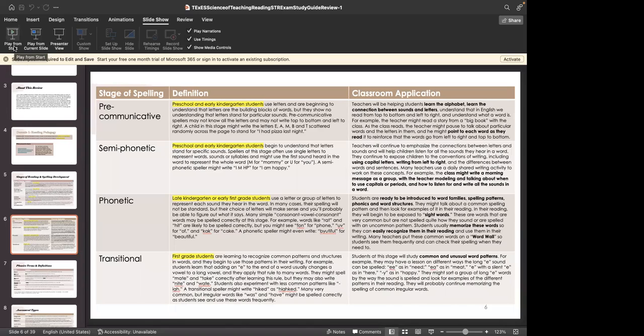Teachers will be helping students learn the alphabet, the alphabetic principle. Learn the connection between letters, sounds and letters. So the phonemes and the graphemes. Sounds are phonemes, graphemes are letters. Understand that in English.